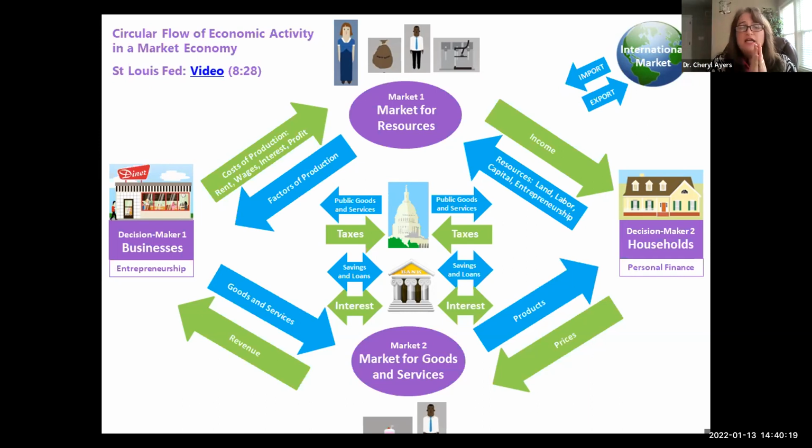So I really encourage you to go back, unpack this for yourself, probably watch the video a couple of times. And then share bits and pieces. You can alter this as you see fit. I brought in the international market just because it's a good idea to have an overview of imports and exports. And I put in the middle because the government and the banks or financial intermediaries are also players in the economy.